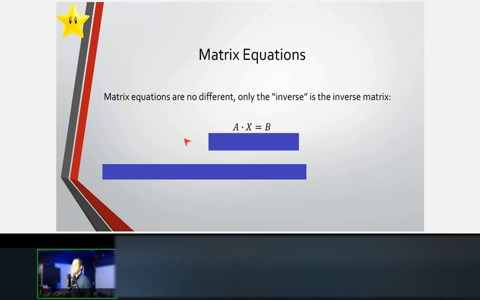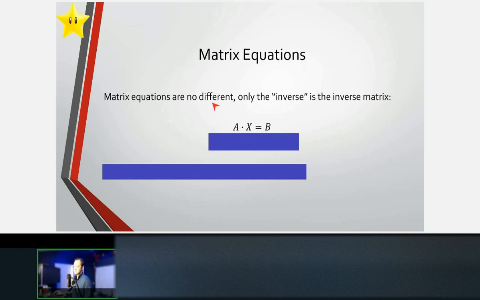Okay, matrix equations are no different, only the inverse is the inverse matrix. So I think somebody, in this class or another class, asked, when we solve equations, can we divide both sides by a matrix? Well, no, not really. But we can multiply both sides by the inverse, right?